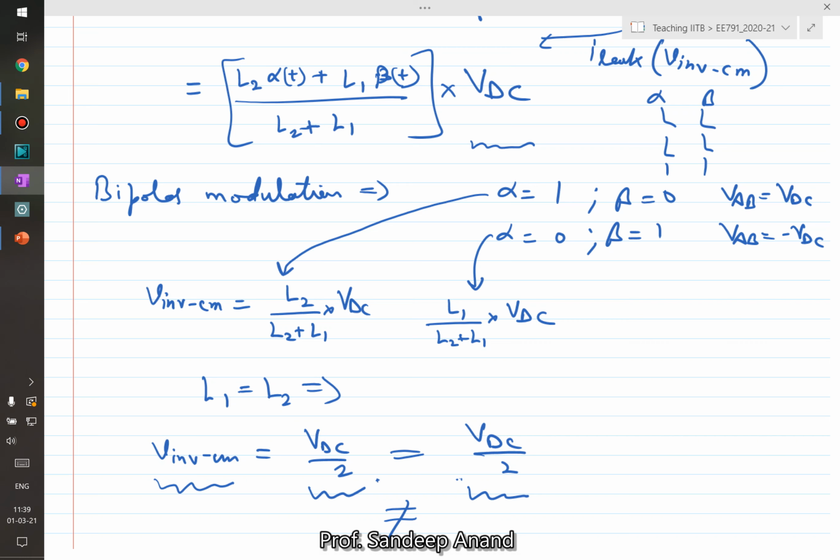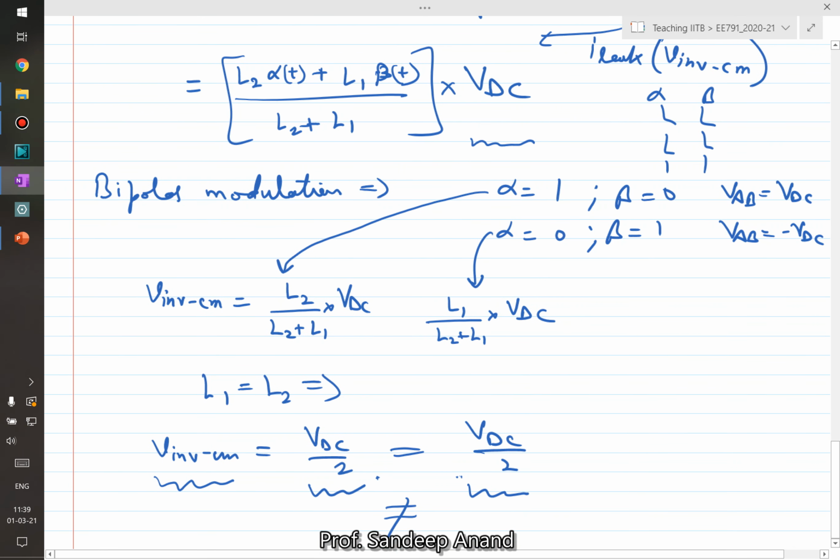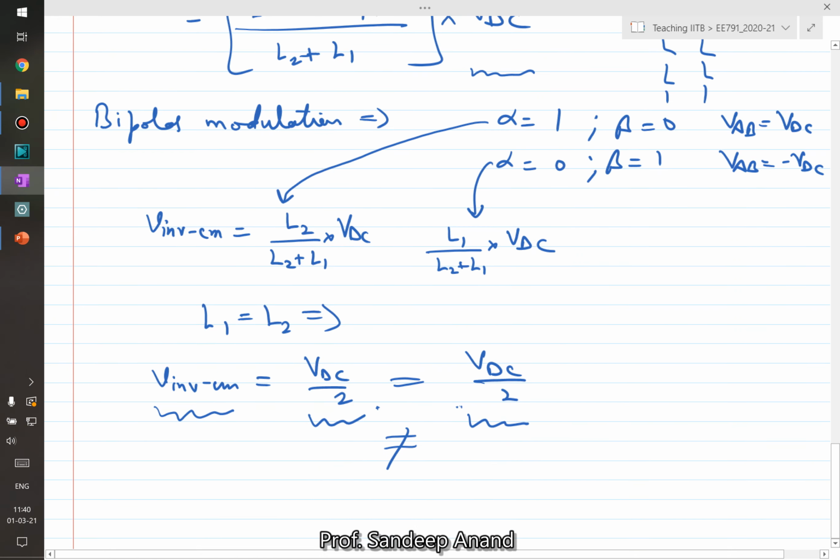But if one of them is 0, then you can imagine that there is going to be a significant amount of high frequency current that will flow. That is the reason usually we like to keep L1 equal to L2, or rather we like to divide the total inductance between the phase and the neutral, and not put all of it in the phase. So this was about bipolar.